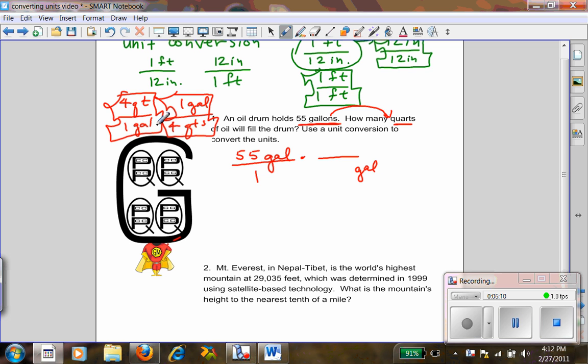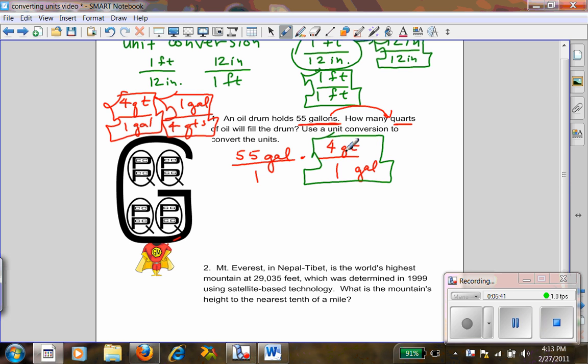So which one of these two unit conversions has gallons in the bottom? The first one or the second one? And hopefully you said the first one, which is the one we want. So if I put 1 gallon on the bottom, that's the same as 4 quarts. So all I'm doing is multiplying by Mr. 1 to convert my units. That's a unit conversion because it's 1 unit and it's going to convert from gallons to quarts.